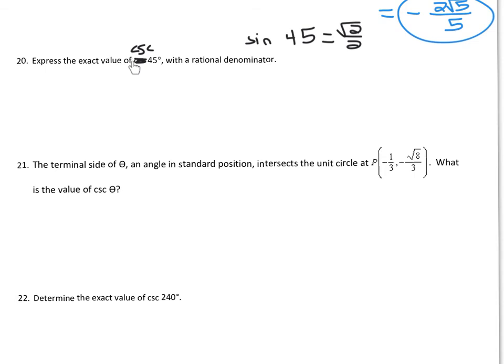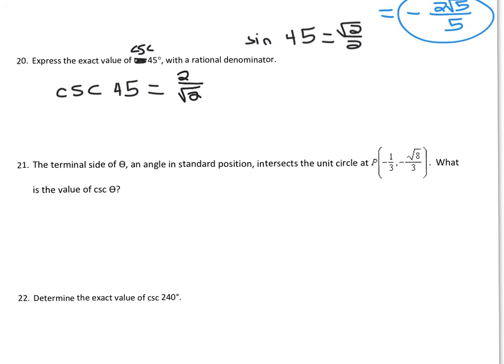So since they want cosecant of 45, cosecant is its reciprocal trig function. All that means is you take what sine of 45 is equal to and you flip it upside down. Right? Isn't that what you do when you find a reciprocal? So we're going to flip this upside down. So we have 2 over radical 2.